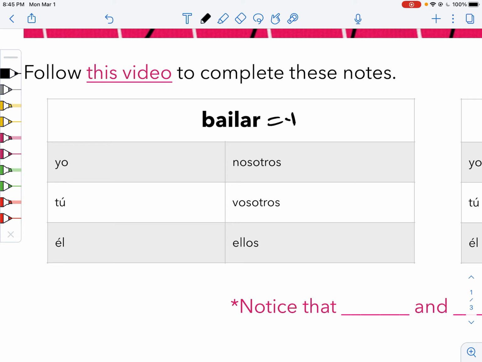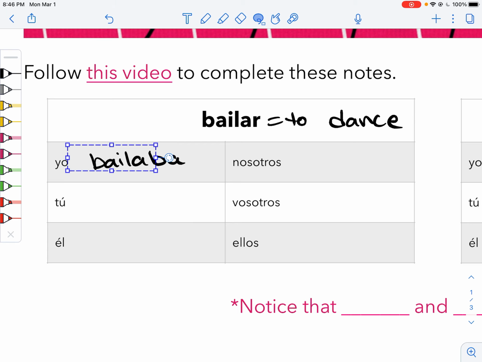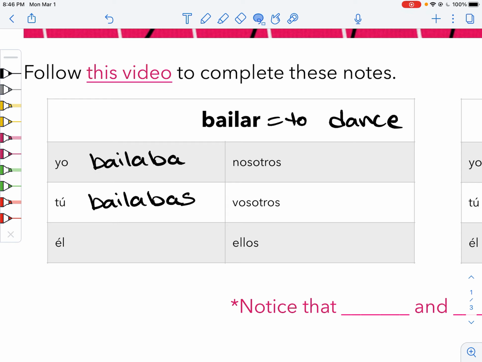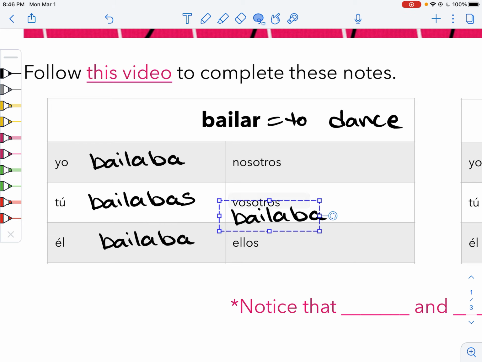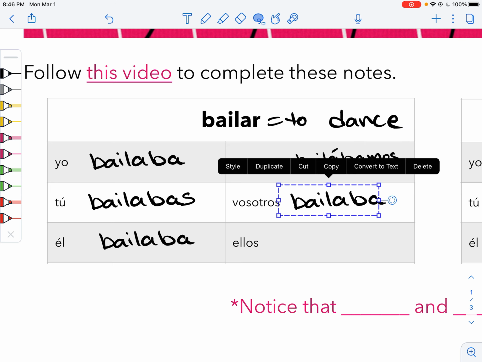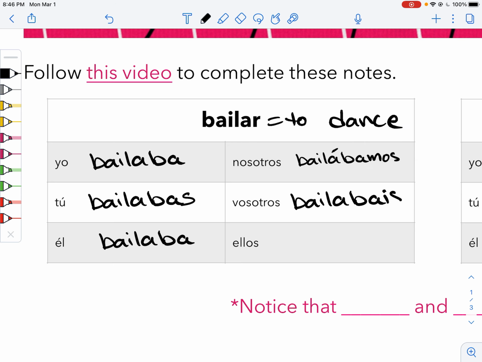Bailar is to dance like a ballerina. So if I wanted to say I used to dance, you'd say yo bailaba. And you used to dance is tú bailabas. And he used to dance is bailaba. We used to dance is bailábamos, like that with an accent on the nosotros form. And then y'all used to dance is bailabais. And they used to dance is bailaban.